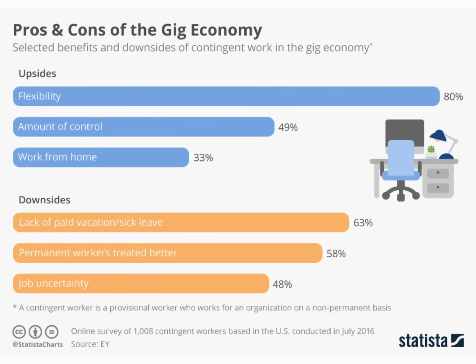This is a survey from the United States of contingent workers from 2016, looking at some of the benefits and the costs of being part of the gig economy. Benefits include the flexibility of hours, of course, the amount of control you have over when you work, ability to work from home. Equally, the downsides can include a lack of paid vacation, lack of sick leave, and vulnerable employment, job uncertainty about when the next job is coming, or uncertainty about your income.